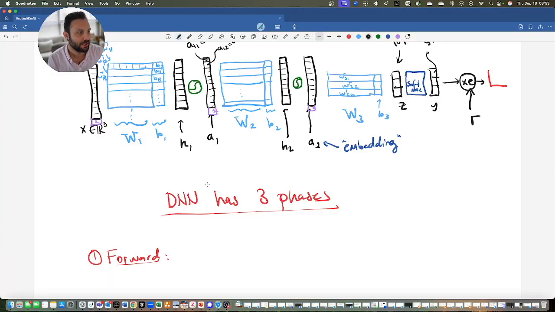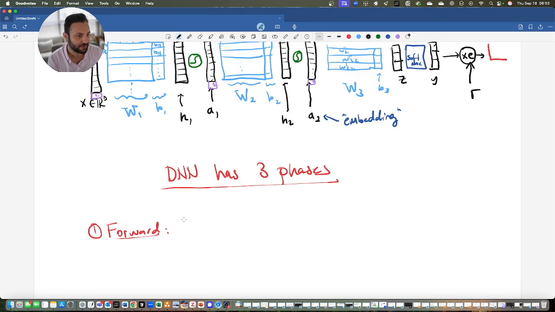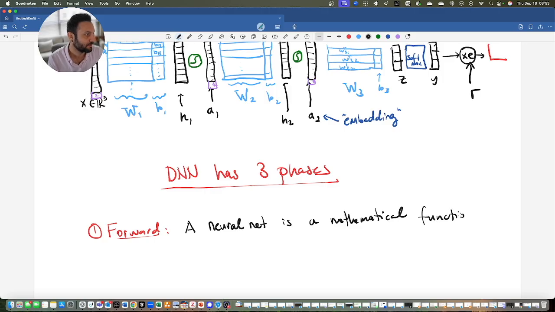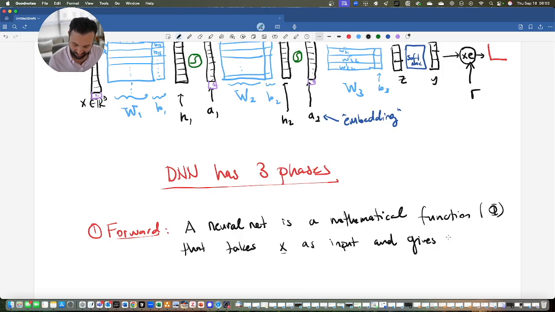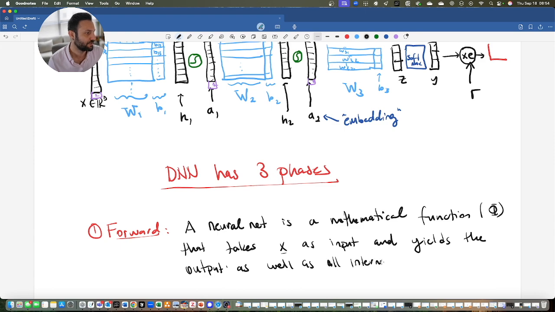So in the forward mode, the forward phase, a DNN, a neural net, is a mathematical function, which is my phi, that takes X as input and yields the output as well as all intermediate activations.